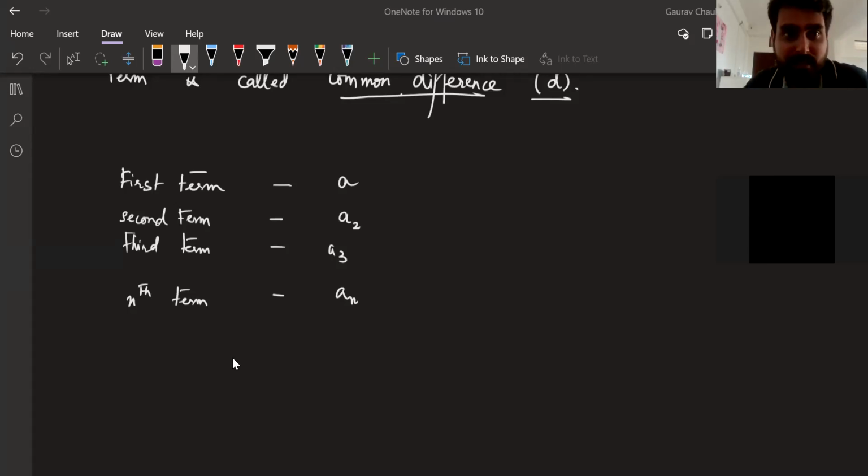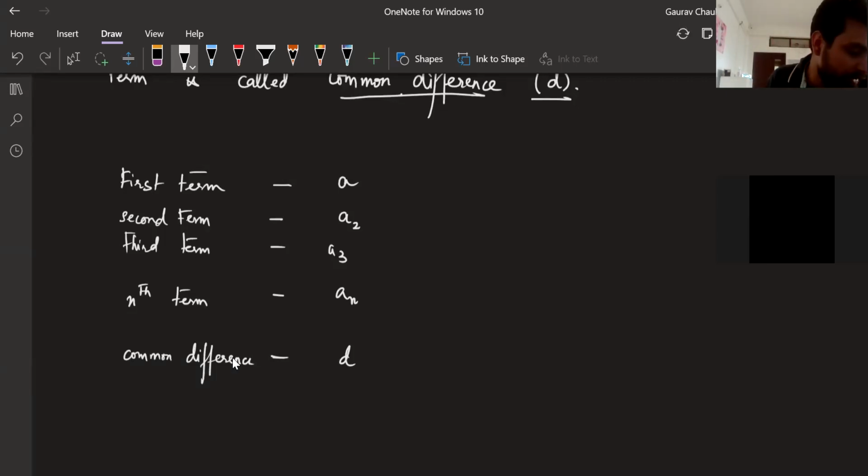Then there comes the word common difference, and this we already saw. That fixed number which you are adding every time is the common difference, and the common difference is denoted by the letter D. Okay. Common difference is denoted by the letter D.